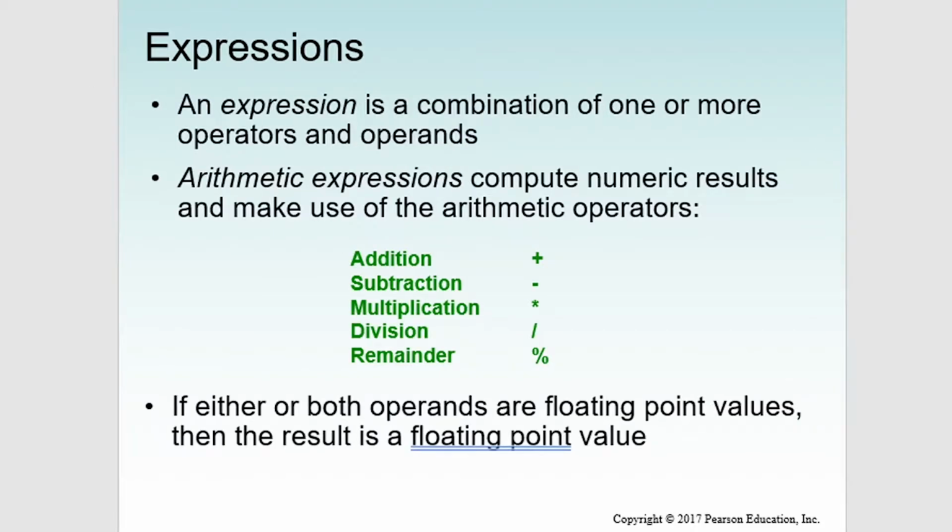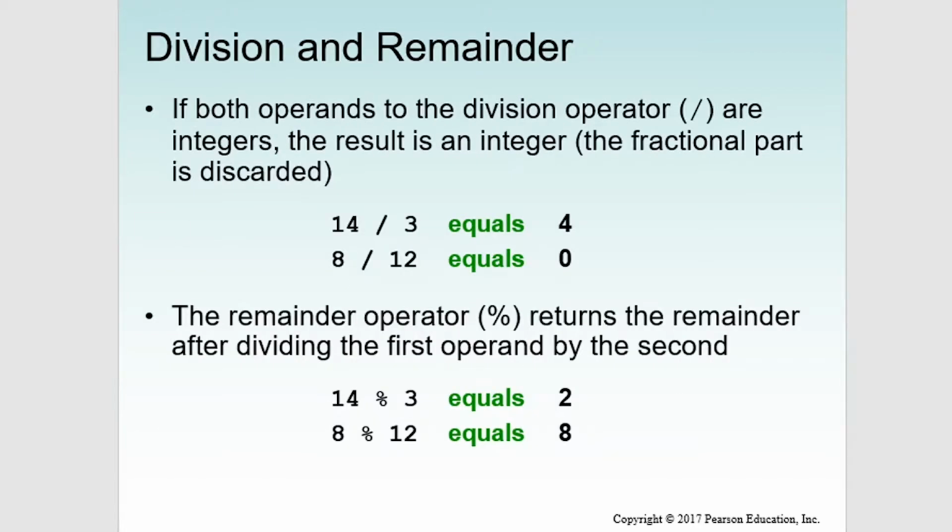Expressions. An expression is a combination of one or more operators and operands. Arithmetic expressions compute numeric results and make use of the arithmetic operators addition, subtraction, multiplication, division, remainder. If either or both operands are floating point values, then the result is floating point. If both operands to the division operator are integers, the result is an integer. The fractional part is discarded.